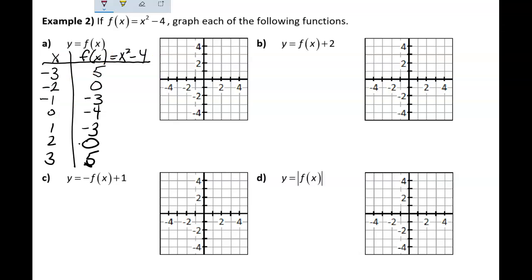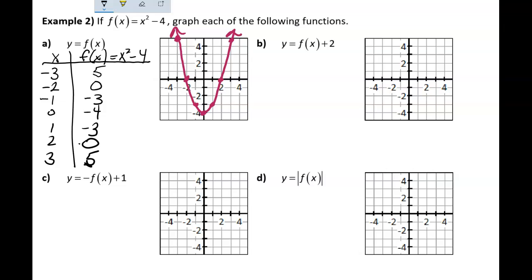So let's graph these. -3, 5, -2, 0, -1, -3, 0, -4, 1, -3, 2, 0, and 3, 5. You remember the thing about this parabola, though, is it does continue beyond the graph, so I'm going to go ahead and put those arrows on the end just to indicate that.